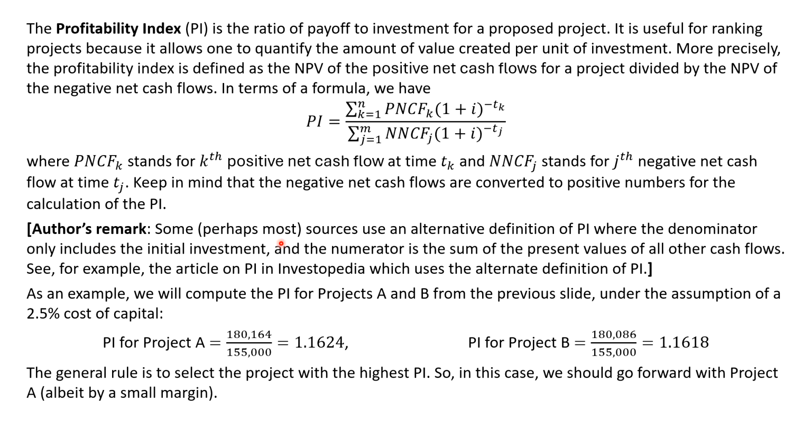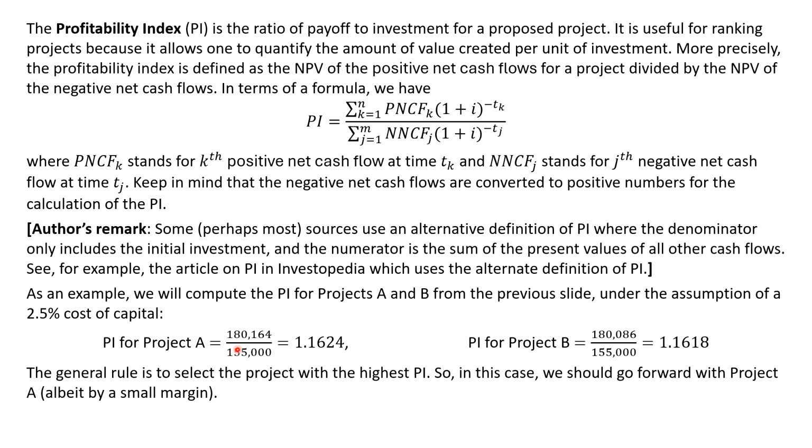Then I have a remark. Some, perhaps most sources use an alternative definition of PI where the denominator only includes the initial investment and the numerator is the sum of the present values of all other cash flows, positive and negative. And if you want to see that definition in detail, go to Investopedia and then look at their profitability index. And they have an example also using that alternate definition. So I have one example here. We use the example from the previous slide.